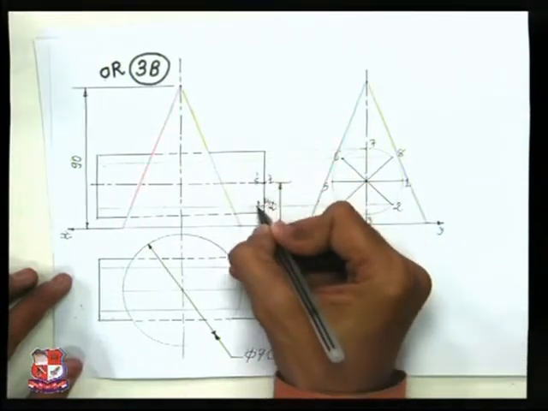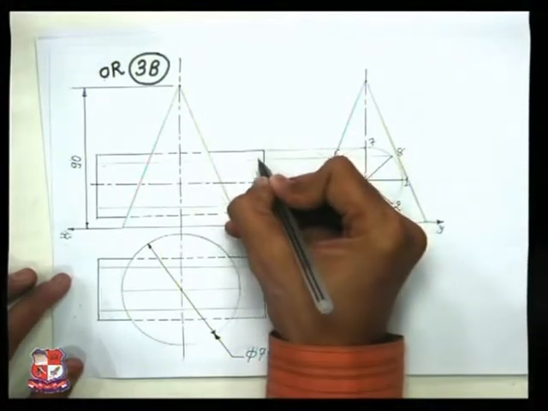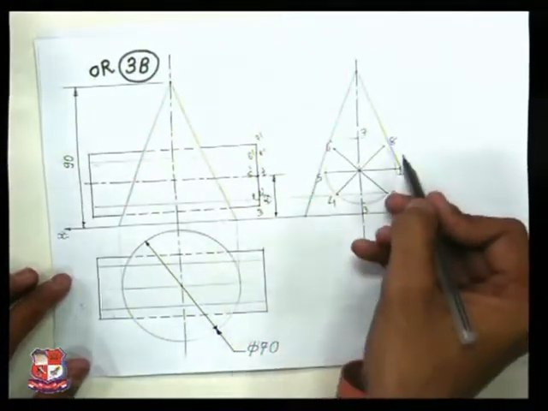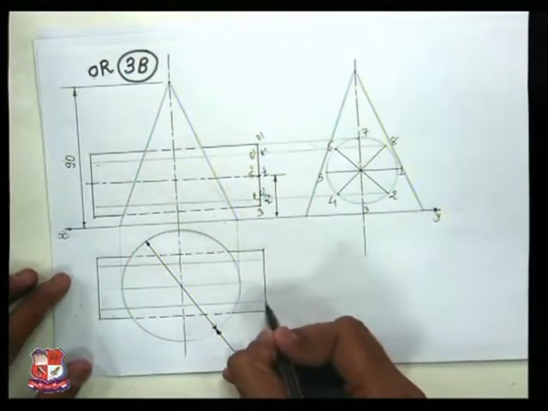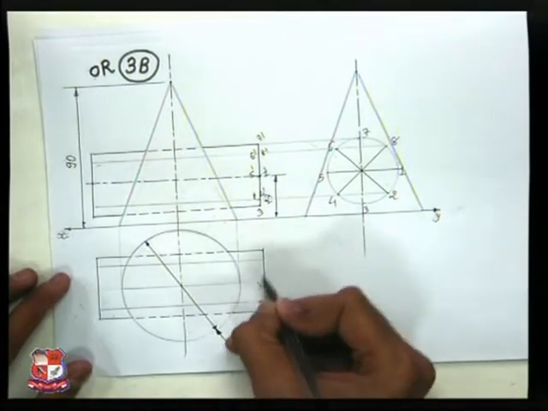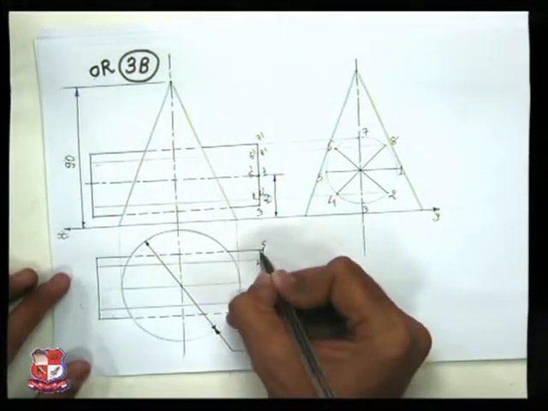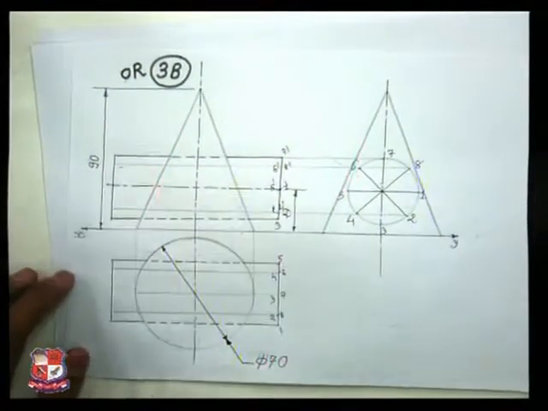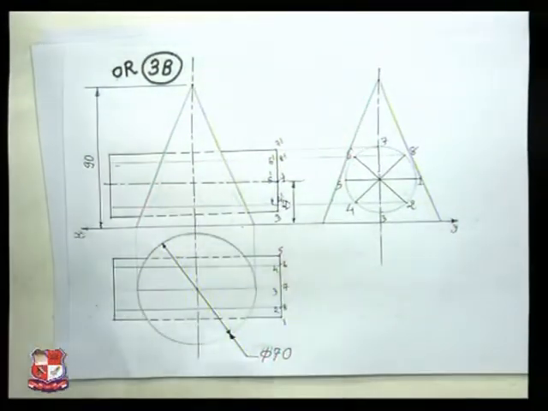or 5 here, 6 here, and here is 7, and here is 8. Similarly from 1, 1 is here, 2 is here, 3, 4, 5, 6, 7 and 8. So these are the points. Now find out the points of intersection.